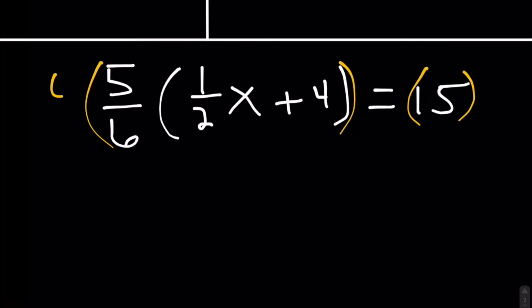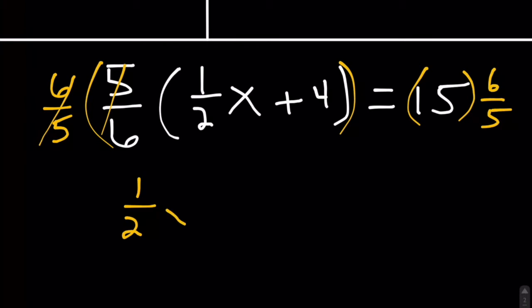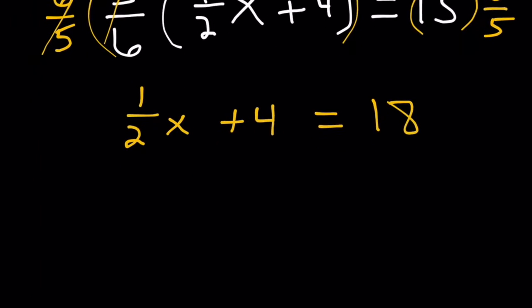What's the reciprocal of 5/6? 6 over 5. If 15 times 6 over 5 sounds scary to you, calm down. Multiplying by a fraction is the same as dividing by the denominator and multiplying by the numerator. 15 divided by 5 is 3, times 6 is 18.